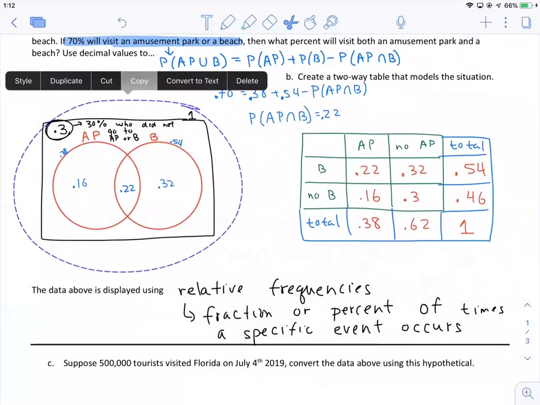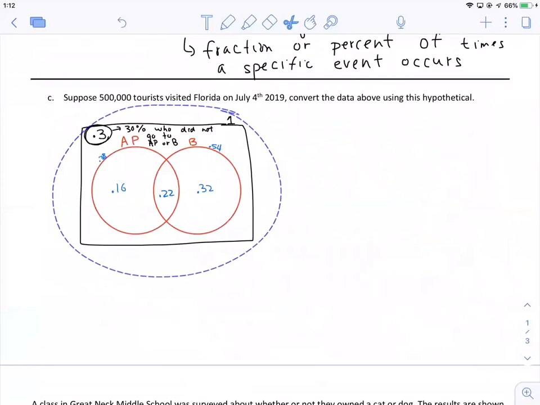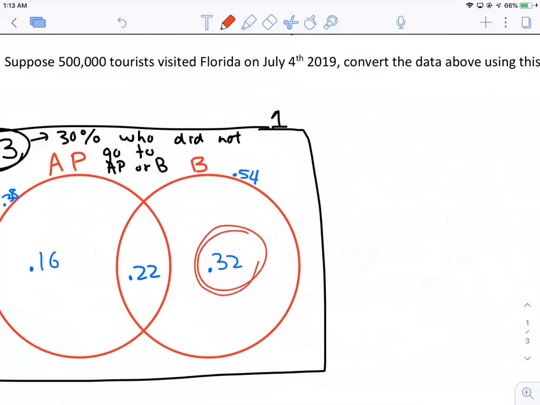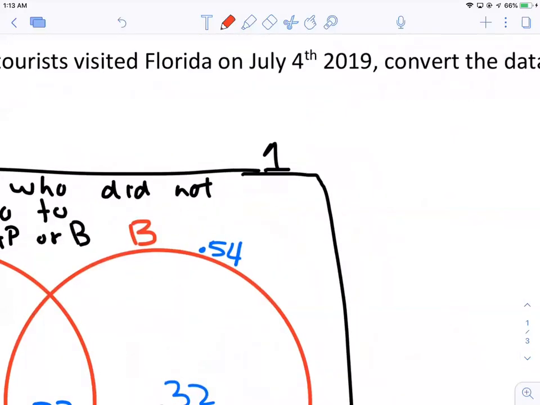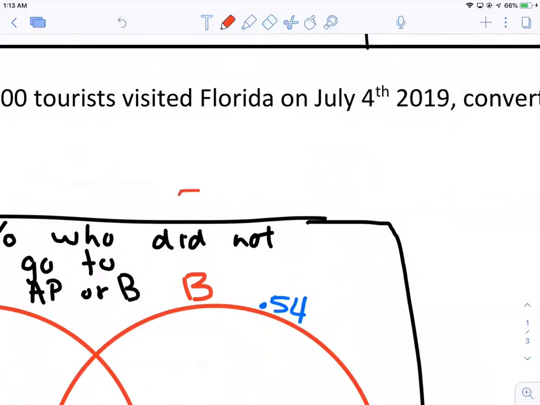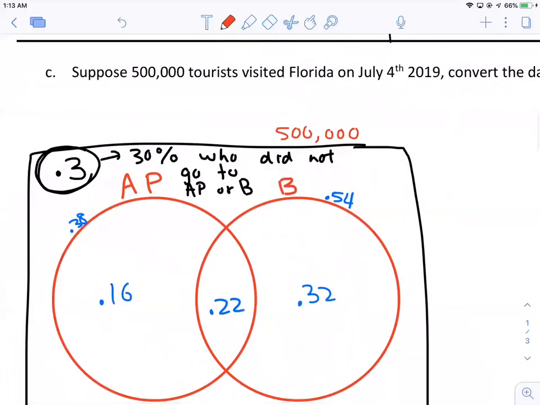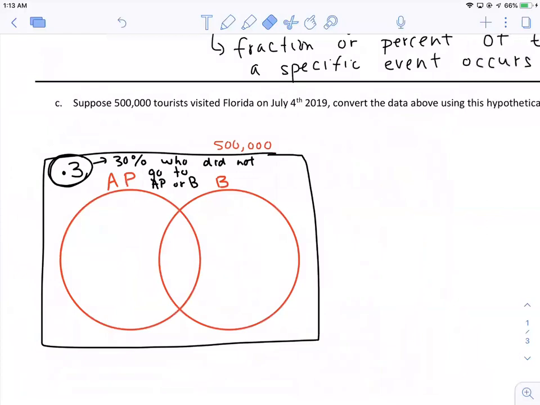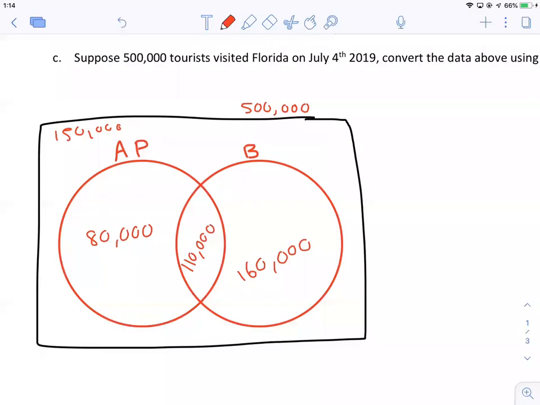So what I'm going to do if there are 500,000 tourists is, well, I know the percentage of those 500,000 tourists that went to the beach or the amusement park. So all you have to do is multiply everything by 500,000. So instead of 1 here for 100%, now we're giving the total actual number of people, right? So to convert this to what we call a frequency table, we're just going to multiply all these percentages by 500,000. And that should look like this.